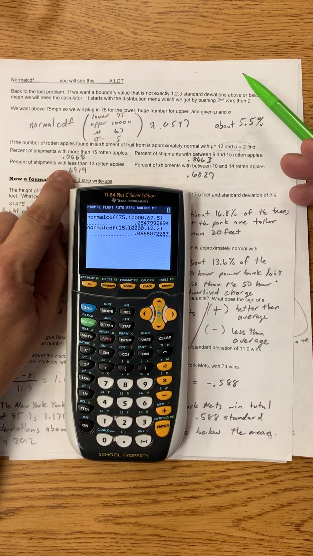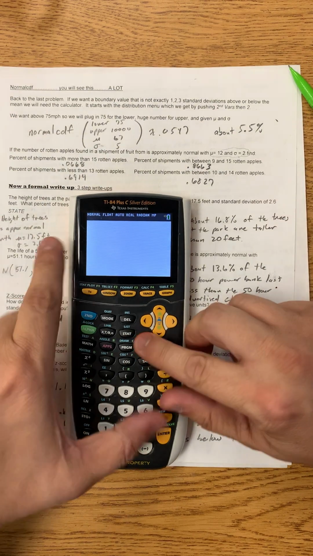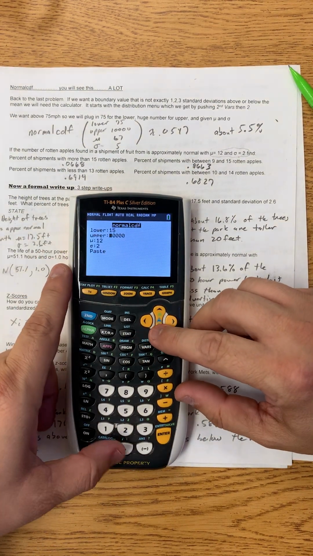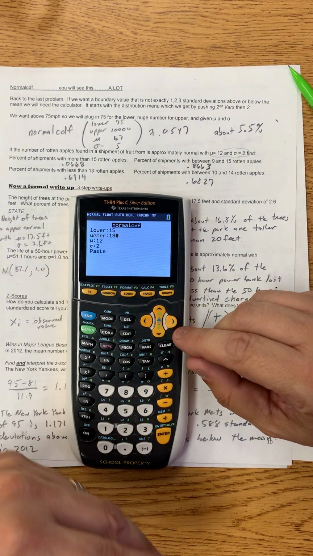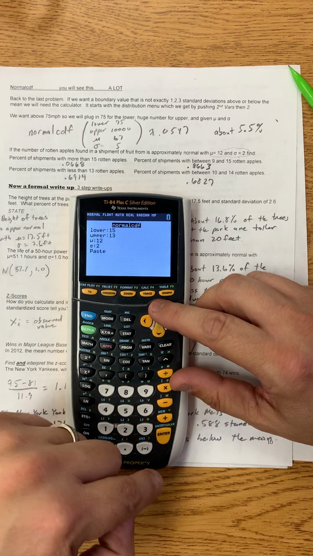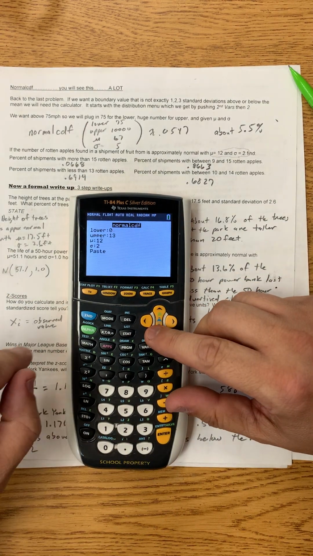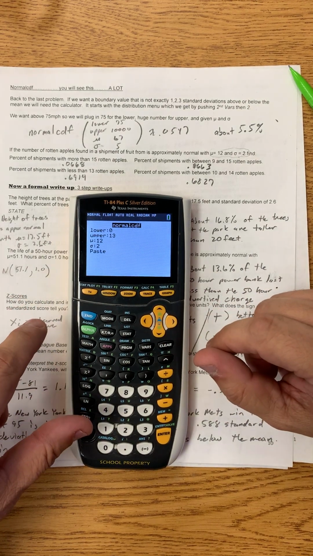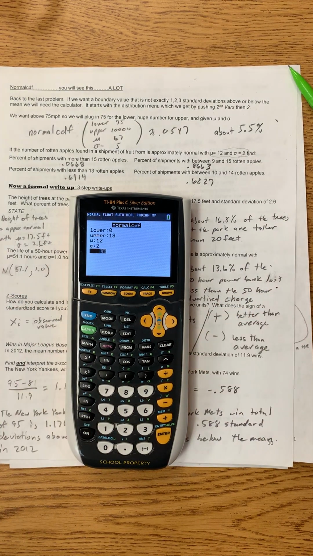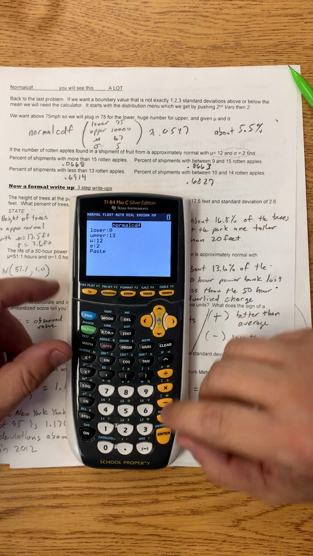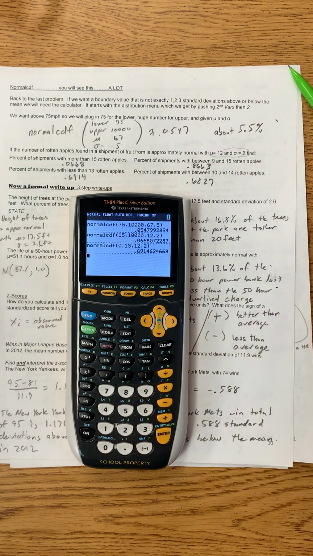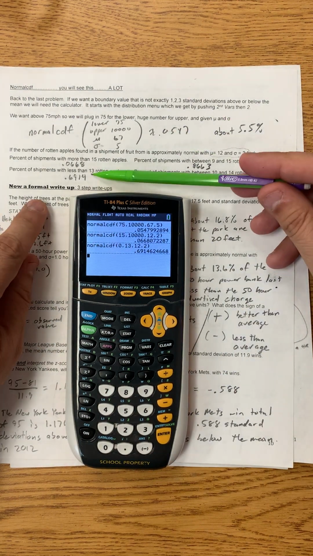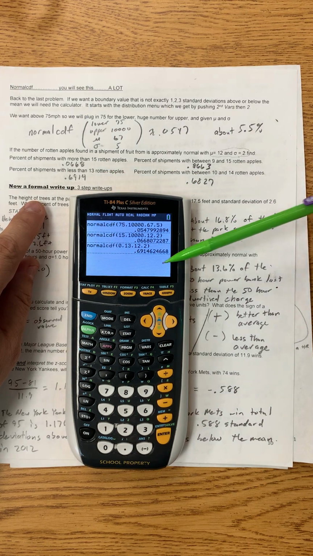What percentage of shipments has less than 13? All right, so I'm going to go normal CDF. So 13 is my upper bound this time because I want numbers less than 13. And this is a negative infinity, but also it doesn't hurt to think of it like what's the least amount of apples I could have that are rotten. I could have a perfect case of apples with not a single rotten one. That's 0. Again, negative 1,000 or negative 10,000 is a perfectly acceptable answer as well. You can see there's the decimal.